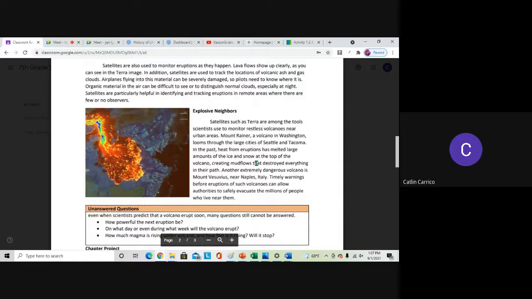Explosive neighbors. Satellites such as Terra are among the tools scientists use to monitor restless volcanoes near urban areas. Mount Rainier, a volcano in Washington, looms over the large cities of Seattle and Tacoma. In the past, heat from the eruptions has melted large amounts of ice and snow at the top of the volcano, creating mud flows that destroyed everything in their path. Another extremely dangerous volcano is Mount Vesuvius near Naples, Italy. Timely warnings before eruptions of such volcanoes can allow authorities to safely evacuate the millions of people who live near them.